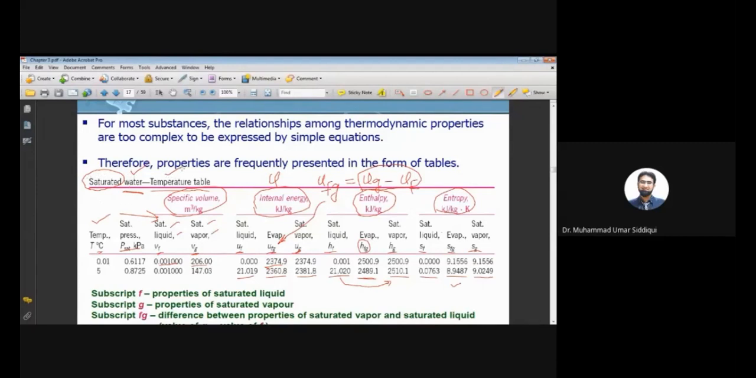This is a temperature table. Why do we say it is a temperature table? Because the first column is the temperature, and corresponding to temperature, all properties are given. What properties do we have? Corresponding to temperature, we have saturation pressure, specific volume for saturated liquid and vapor, internal energy for liquid, vapor, and their difference, enthalpy for liquid, saturated vapor, and their difference, and entropy for saturated liquid, saturated vapor, and their difference. These are the values provided in the table.